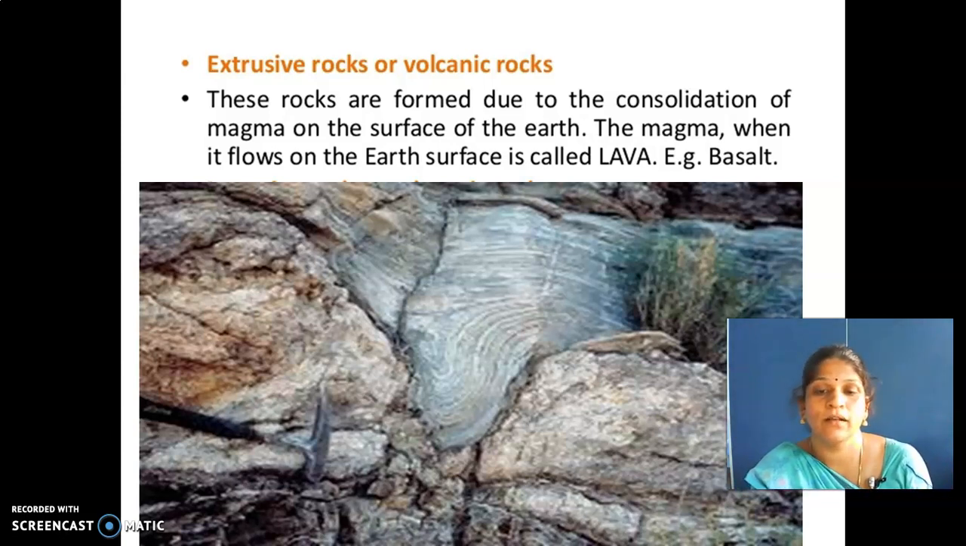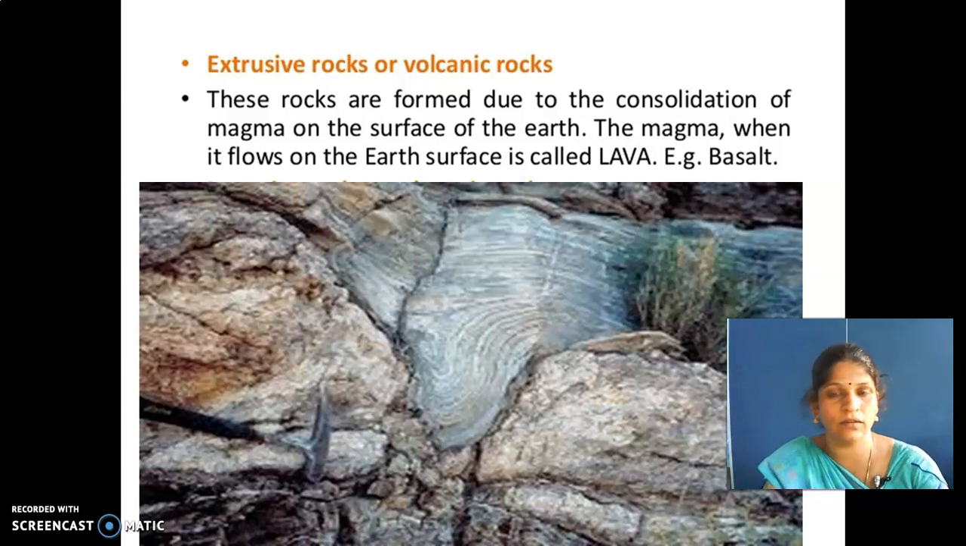You see that extrusive. These rocks are formed due to the consolidation of magma on the upper surface of the Earth, that is the upper crust of the Earth. The magma, when it flows on the Earth's surface, is called lava. Example, basalt rock is given. From the basalt rock, we get the black soil.